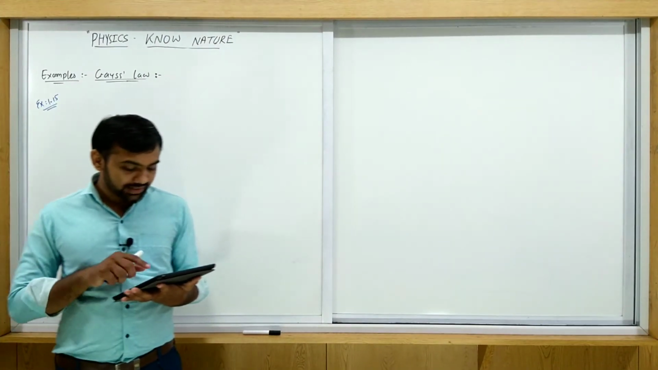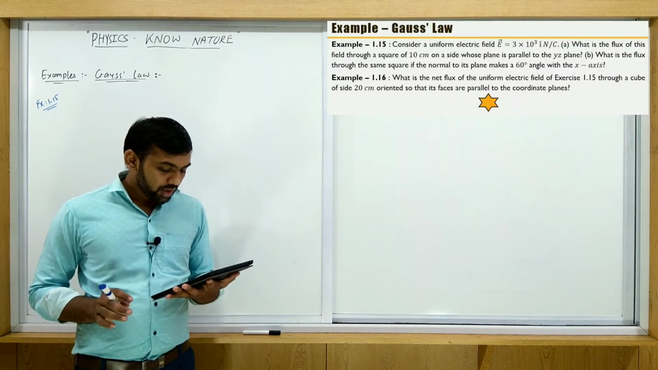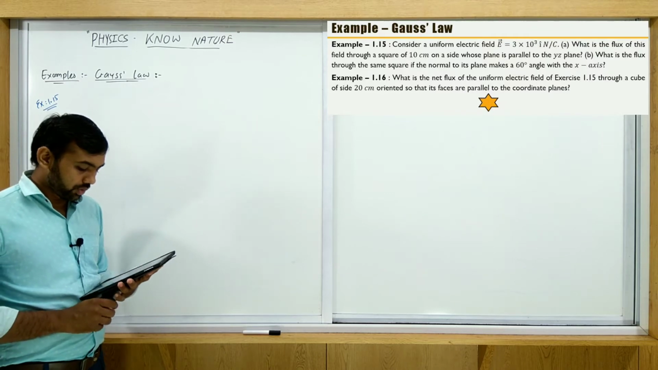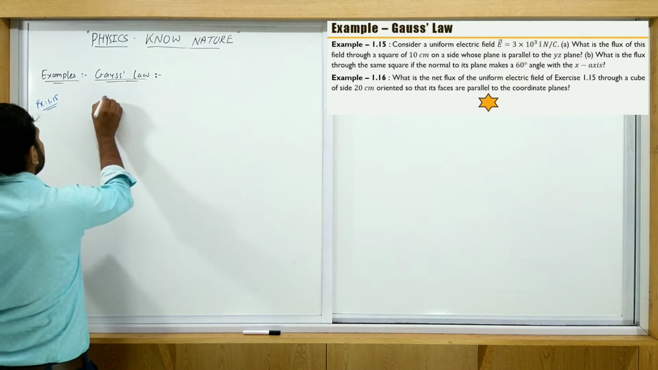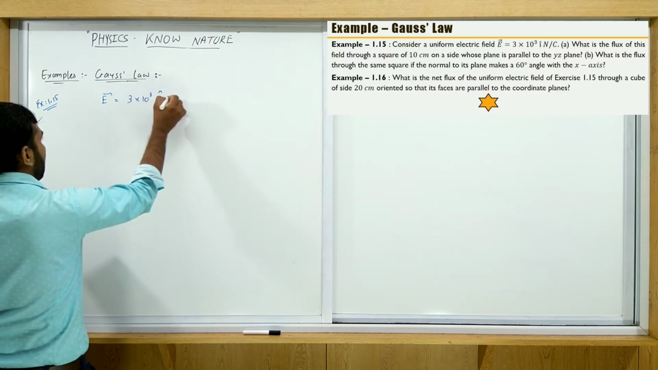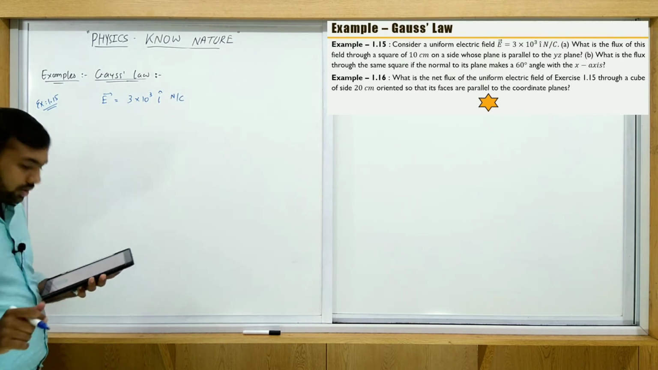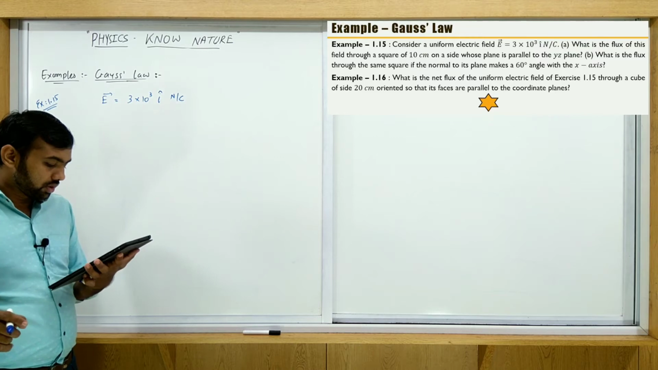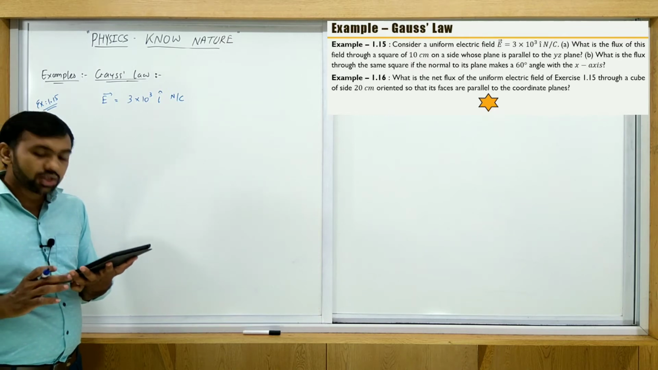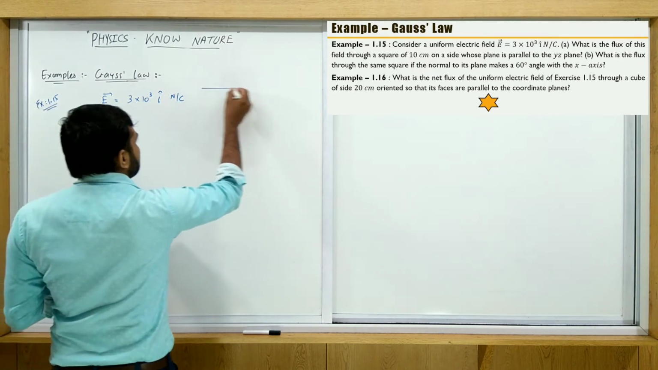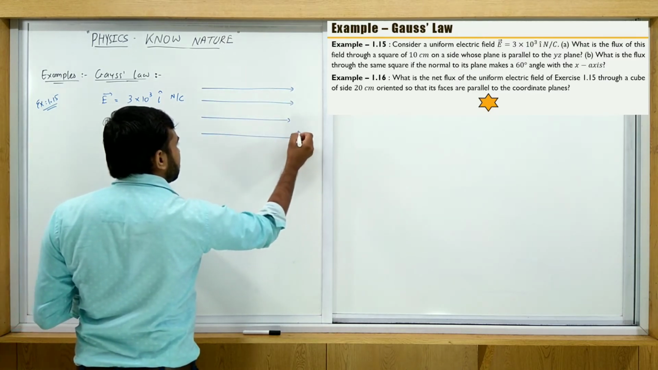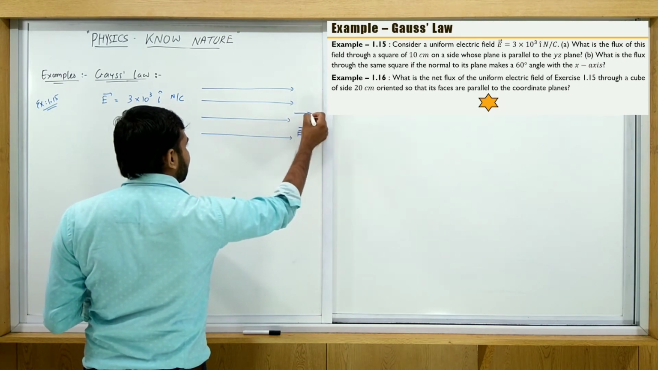Okay guys, let's see example number 1.15 from the textbook. Consider the uniform electric field E equal to 3 into 10 raised to 3 Newton per Coulomb. So we have some given data. The electric field E is equal to 3 into 10 raised to 3 Newton per Coulomb, which means this field is along the x direction. What is the flux of this field through a square of 10 centimeter on a side whose plane is parallel to the YZ plane? So suppose the uniform field E is along the x direction. Let's consider this one as the x direction.